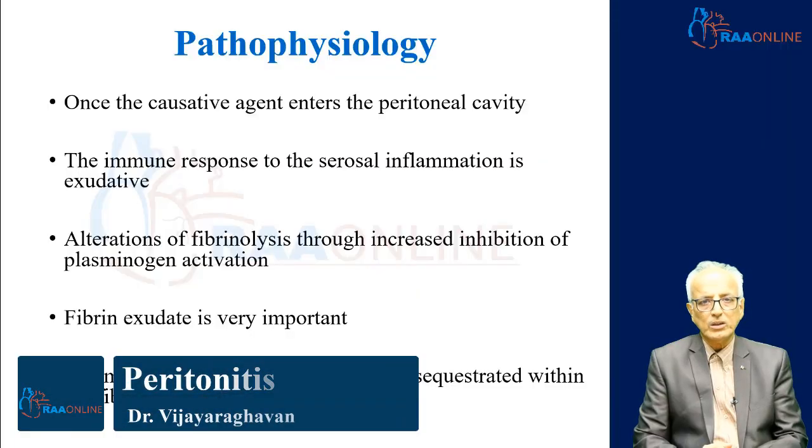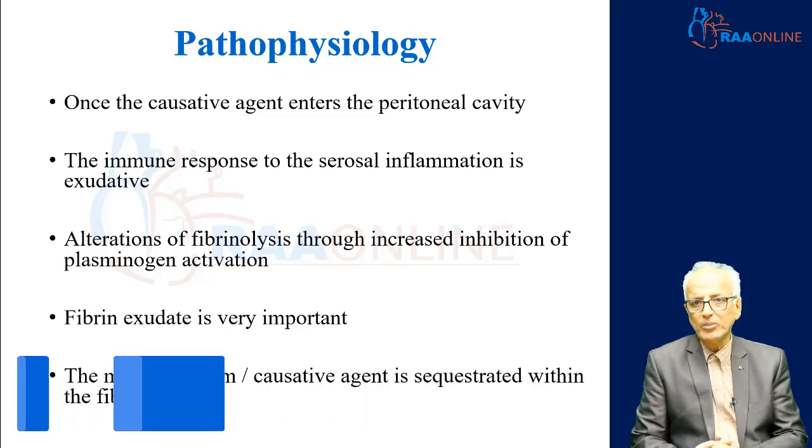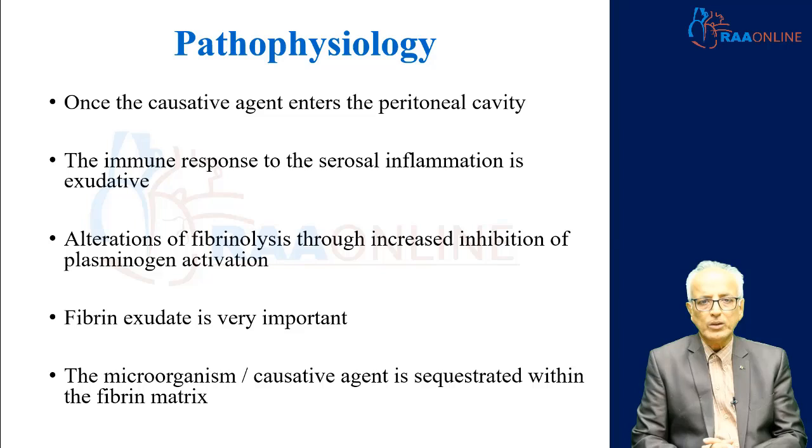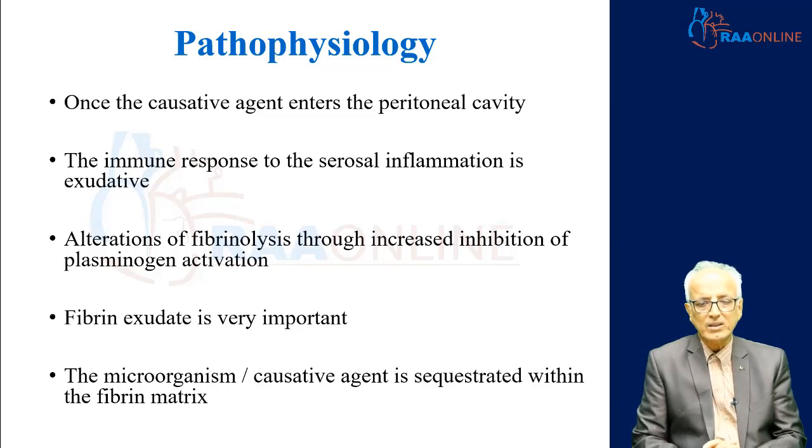Now, what is the pathophysiology of peritonitis? Once the causative agent enters the peritoneal cavity, the peritoneal cavity responds with an exudative response, with alterations in fibrinolysis through increased inhibition of plasminogen activation. So, fibrin exudate is very important. Now, this fibrin matrix sequesters the microorganism or the causative agent so that it does not spread into other parts of the peritoneal cavity.